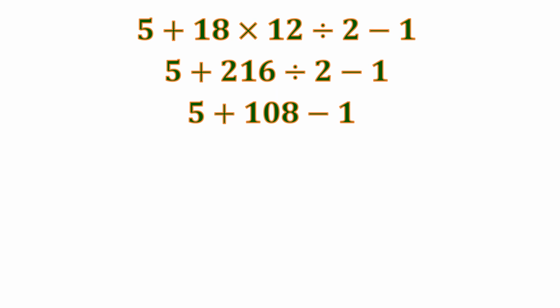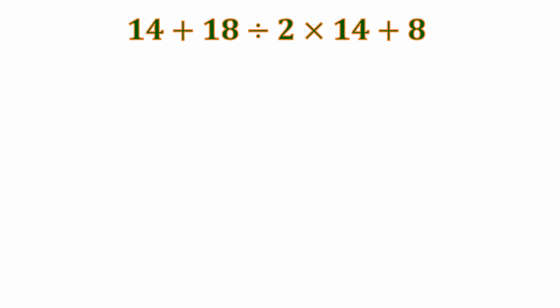You always copy the rest for the next step. And then we are left with two operations, plus and minus. So 5 plus 108. You're going to do plus first because it's at the left side. It's not because in MDAS addition is written first, but because plus is at the left side of subtraction. So you have to do it first. 5 plus 108 is 113, and then the last is subtraction. 113 minus 1 is 112.